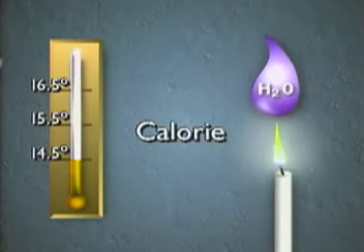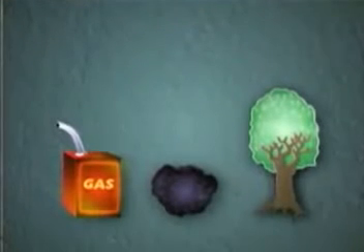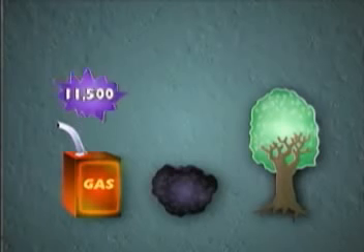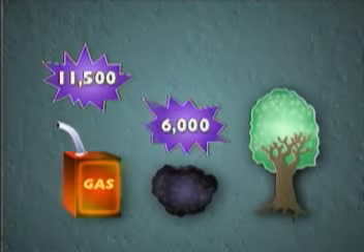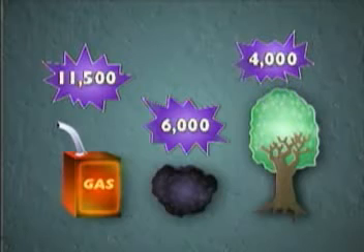A calorie is the amount of heat it takes to raise the temperature of 1 gram of water 1 degree Celsius. The value of any kind of fuel can be measured by how much heat it gives off when it is burned. A gram of gasoline gives off about 11,500 calories. A gram of soft coal gives off 6,000 calories. And a gram of oak gives off 4,000 calories.